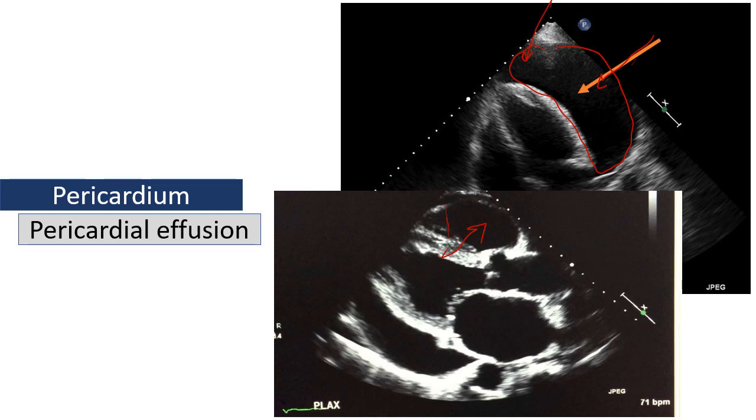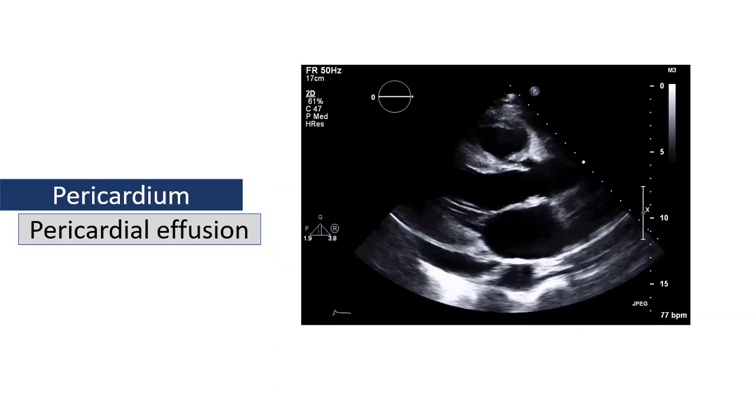And again, this is another example. This is a posterior pericardial effusion. This is the parasternal long axis view. An important tip to identify the pericardial effusion from the neighboring pleural effusion is the relation to the descending aorta. So if the effusion is anterior to the descending aorta in the parasternal long axis view, then it is pericardial. If it's behind or posterior to the descending aorta, it is pleural effusion.